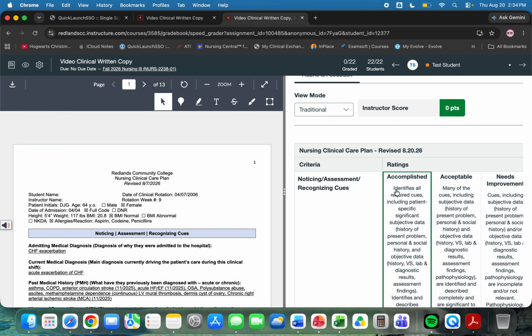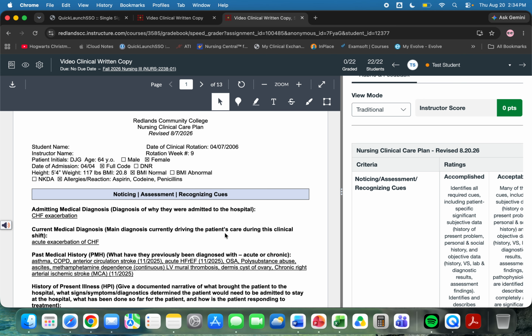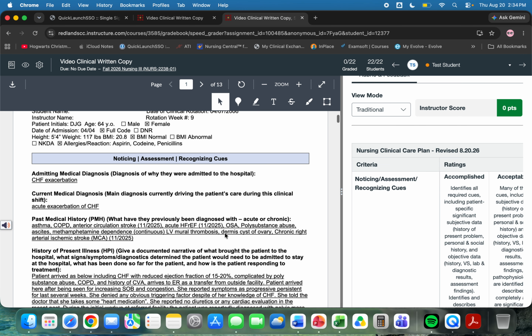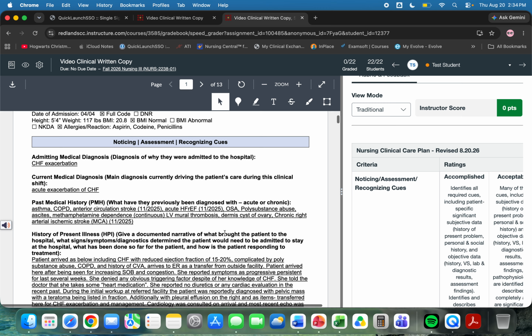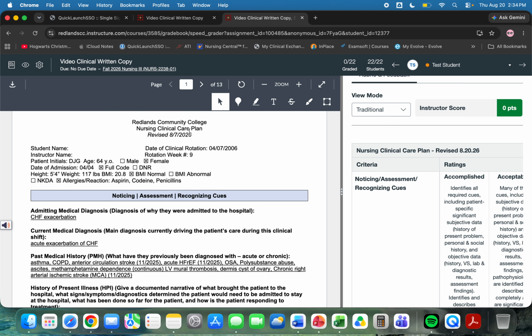When you hit your student grading, what you're going to see is what the student turned in. This is actually an old submitted plan of care from a student in the past. I've obviously taken their name off of it, and we want to make sure we don't have any student or patient identifiers on here. But you'll see at the top, this is our clinical care plan.